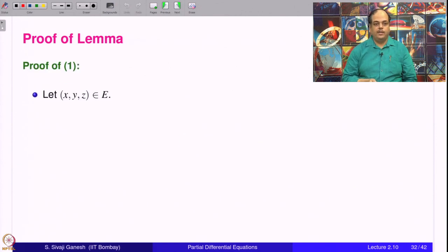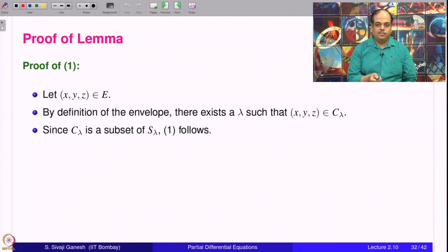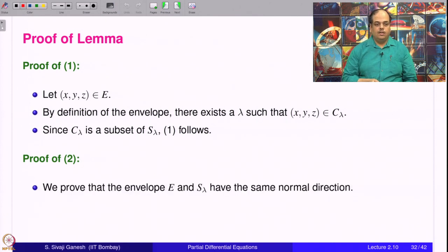Proof of 1. So, take a point on E, definition of the envelope says that there is a lambda, because it is union of the C lambdas, right, over lambda. So, there is a lambda such that x, y, z belongs to C lambda, but C lambda means it is there in S lambda also, because that is a part of the definition of C lambda. Therefore, 1 follows, that is simple. Proof 2, we prove that the envelope and S lambda have the same normal direction at points which are common to both of them. That will establish that the tangent plane is same. So, we are going to inquire into the normal directions for E as well as S lambda.